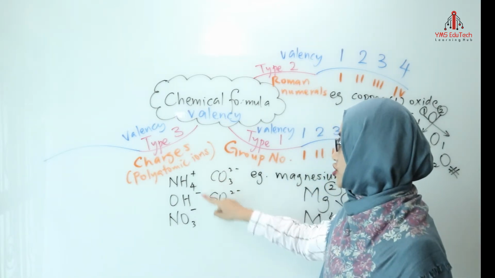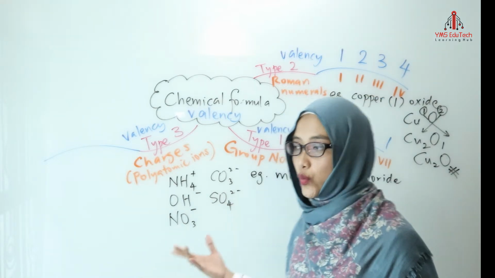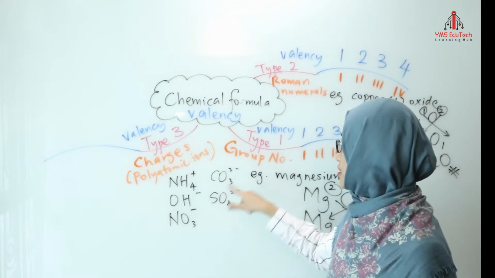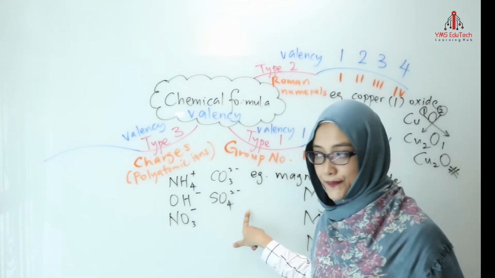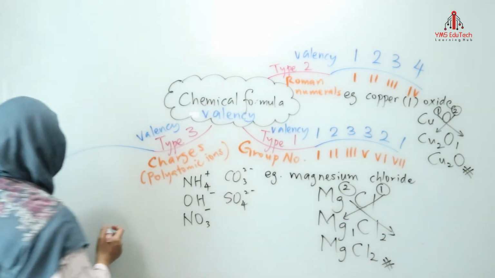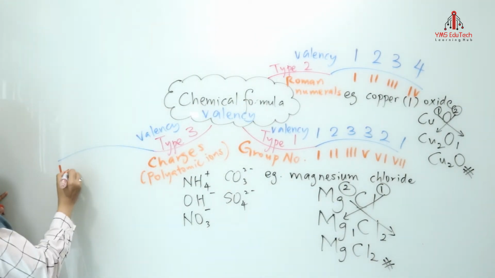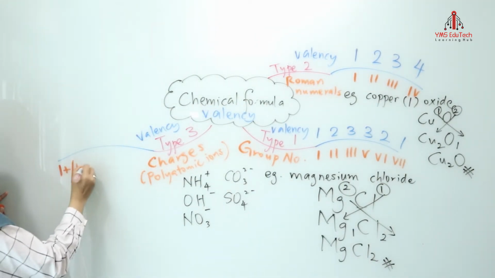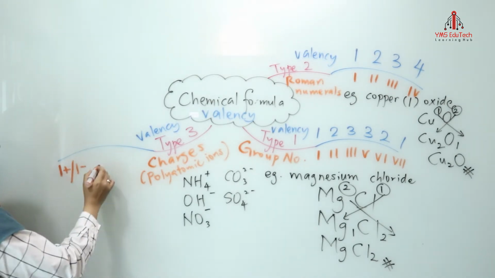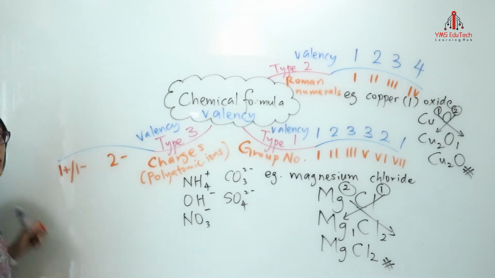Looking at the charges, what are the charges that we see here? We see 1 plus charge, 1 minus charge, and 2 minus charge. So what kind of charges do we have? I'm going to write down here 1 plus or 1 minus, which can be combined together. And I also have 2 minus.